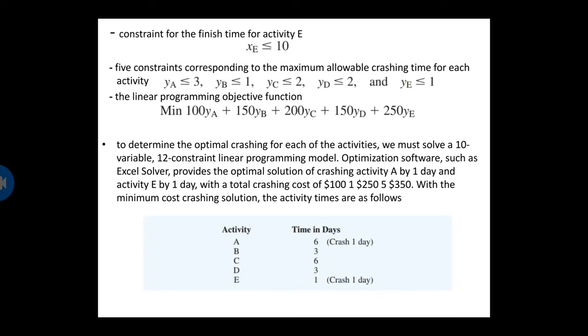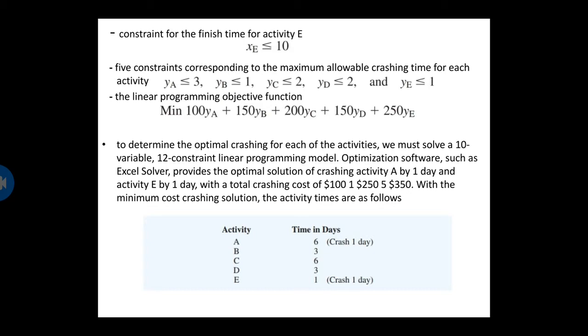In addition, we must add the following 5 constraints corresponding to the maximum allowable crashing time for each activity: y sub A less than or equal to 3, y sub B less than or equal to 1, y sub C less than or equal to 2, y sub D less than or equal to 2, and y sub E less than or equal to 1. As with other linear programs, we add the usual non-negativity requirements for the decision variables.